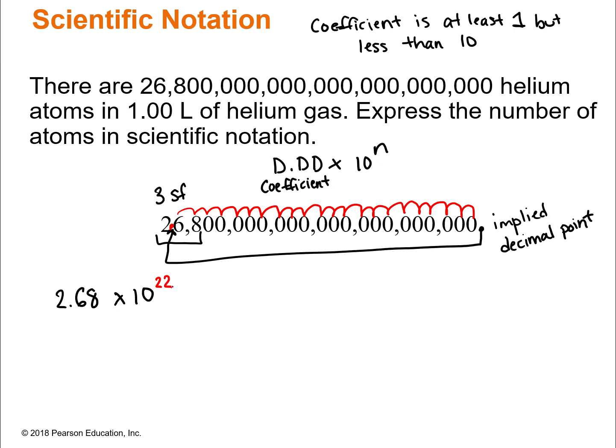But we've still got a decision to make because that n can be positive or negative. Our number is much greater than 1. That means your n is going to be a positive number.